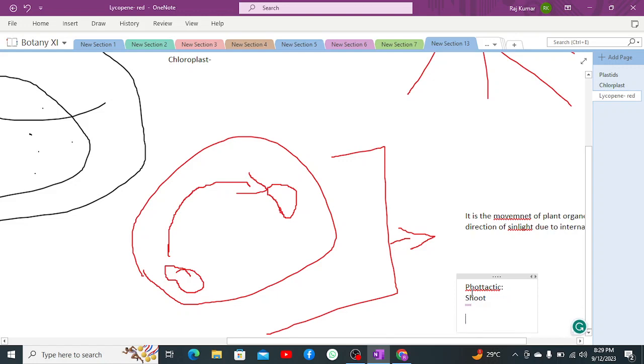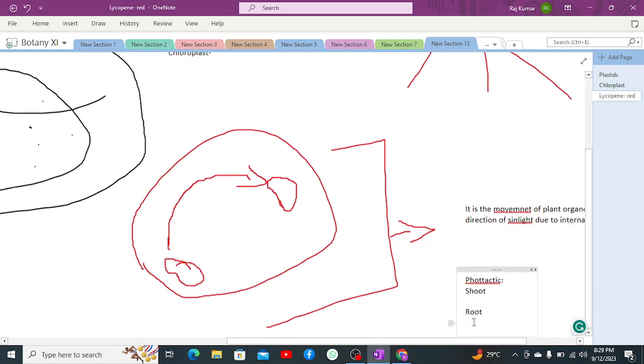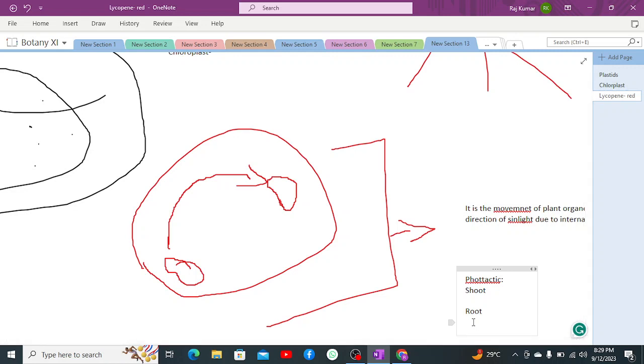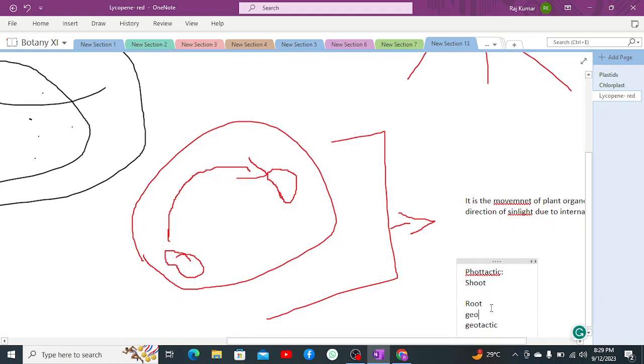On the other hand, there is the example of roots. Roots do not face the direction of sun. They are opposite to the direction of sun and face the direction of gravity, which means their growth is towards gravity, against the sunlight, due to which this is known as geotactic growth, or we can also call it geotropism, because in this case the cells face the direction of gravity.